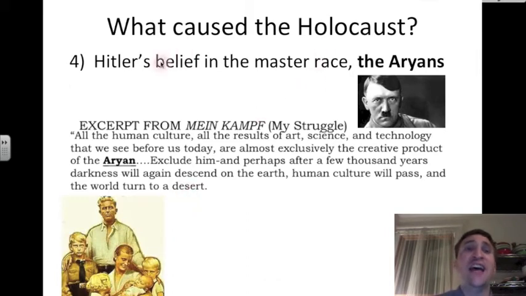What caused the Holocaust? Hitler's belief in the master race, the Aryans. Here's an excerpt from Hitler's autobiography, Mein Kampf, My Struggle in English. All the human culture, all the results of art, science, and technology that we see before us today are almost exclusively the creative product of the Aryan. Exclude him, and perhaps after a few thousand years, darkness will again descend on the earth. Human culture will pass, and the world turn to a desert. Without the Aryan race, the world would fail, according to Hitler in his words from Mein Kampf.